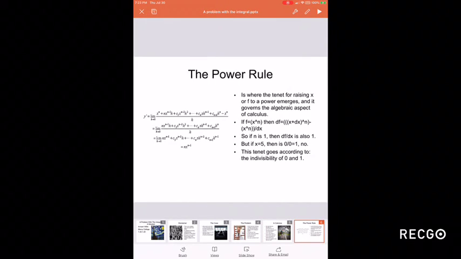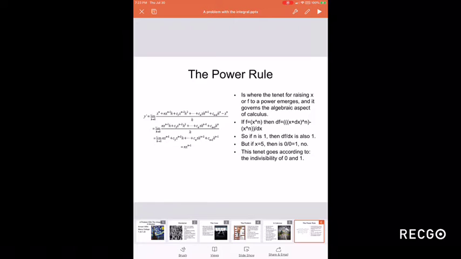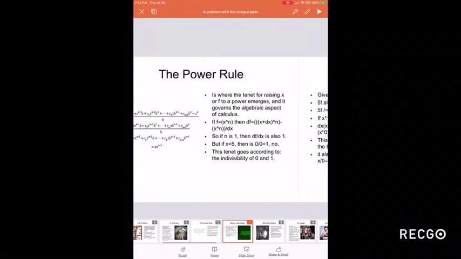The power rule is where the tenet for raising x or f to a power emerges, and it governs the algebraic aspect of calculus. If f equals x raised to n, then df is the associated approximation sum. So if n equals 1, then df over dx is also 1. But if x equals 5, then 0 over 0 equals 1. No. This tenet goes according to the indivisibility of 0 and 1.